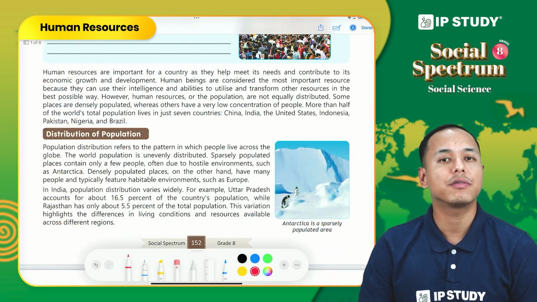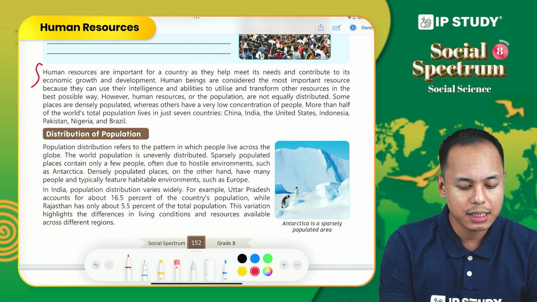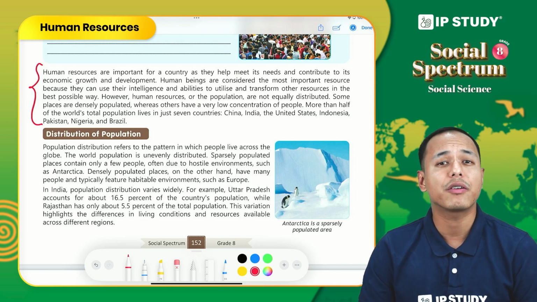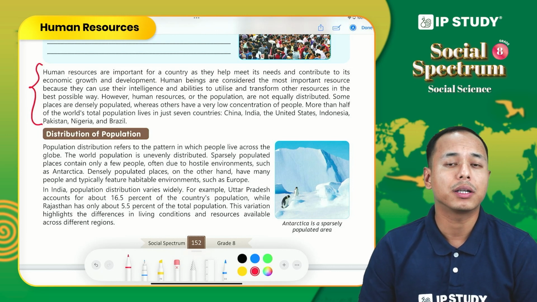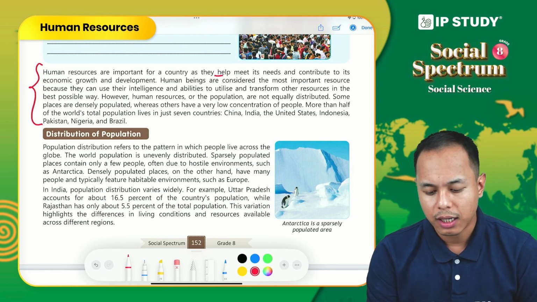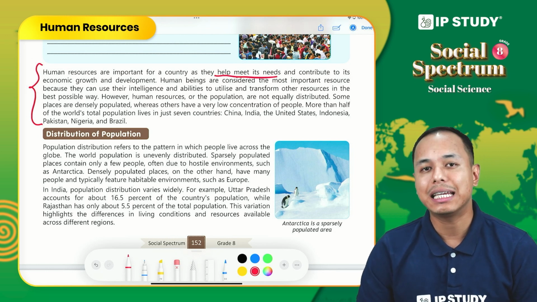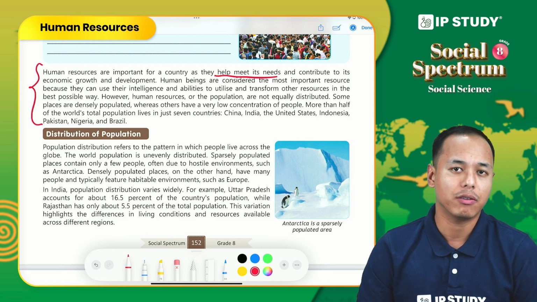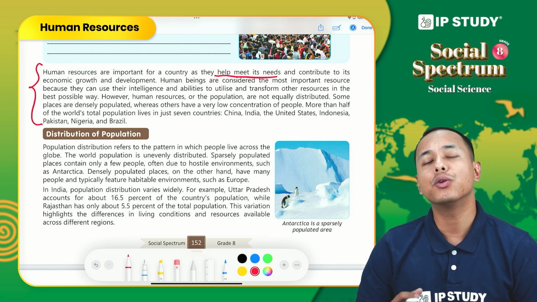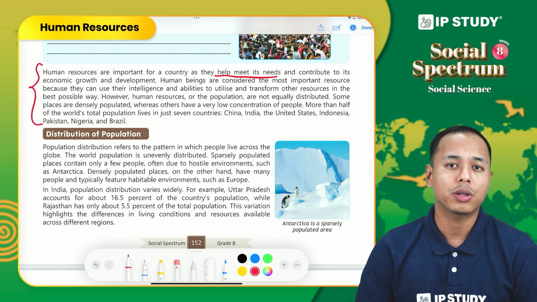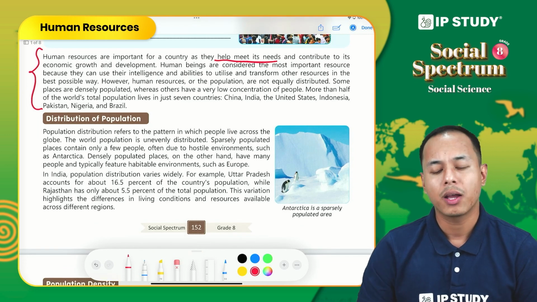So before we discuss the first topic, let us understand the significance of human resources. Human resources are very important for a country because they help a particular country to fulfill or meet its needs and also contribute to economic growth and development. A country with good human resources can achieve significant economic growth and prosperity.